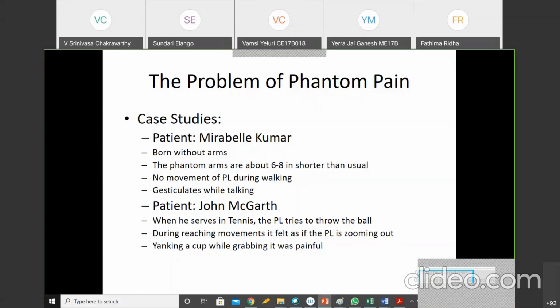Another interesting thing is that when she walks, they don't move; they are stiff. And when she's talking, the arms gesticulate. So when you walk, most of the signals that drive walking come from the spinal cord. The phantom limbs seem to be produced by the cortex, because you've seen this connection between cortical maps and the phantom limb. Therefore, when you're walking, it's mostly driven by the spinal cord circuits.